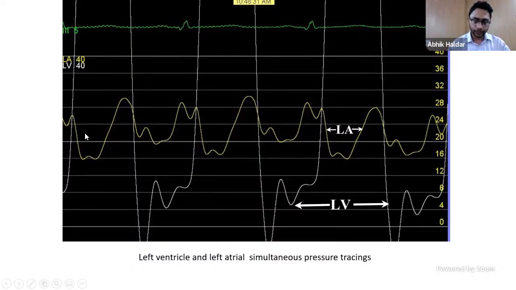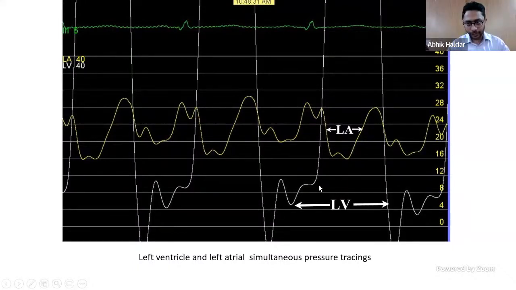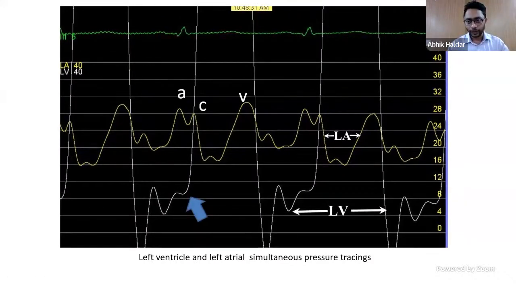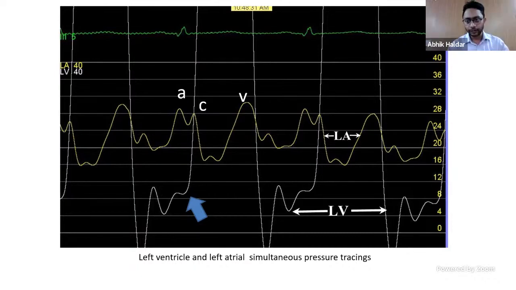So what is the LA pressure? Around more than 20. And what is the LV end diastolic pressure? Around 10. So what is the gradient? Sir, around 12, 14. This is A, C, V, and this is LV ED. So the mean LA pressure will be around 20, 22. LVED is around 10, so it will be a 12 millimeter gradient between the LA and the LV. What is the possible diagnosis? Mitral stenosis, sir.